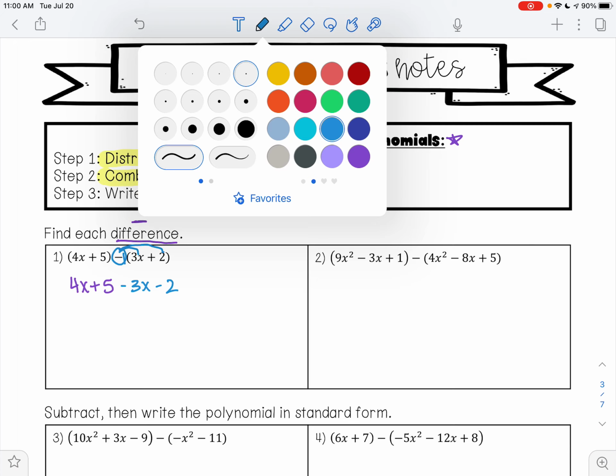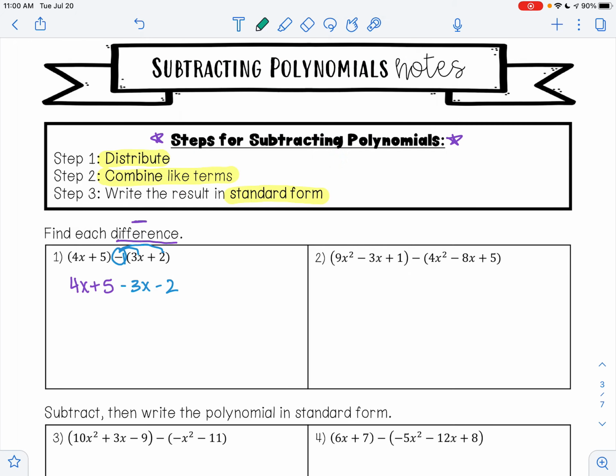Now that we have distributed, we can go ahead and combine like terms. 4x minus 3x is 1x. 5 minus 2 is positive 3. So our answer is x plus 3. I know that this answer is written in standard form because my exponents for my variable x go from highest to lowest.